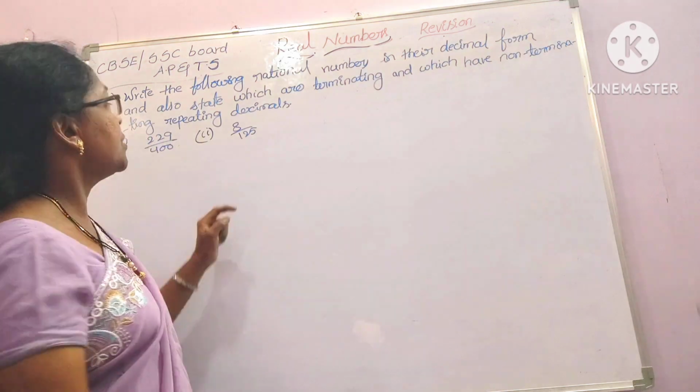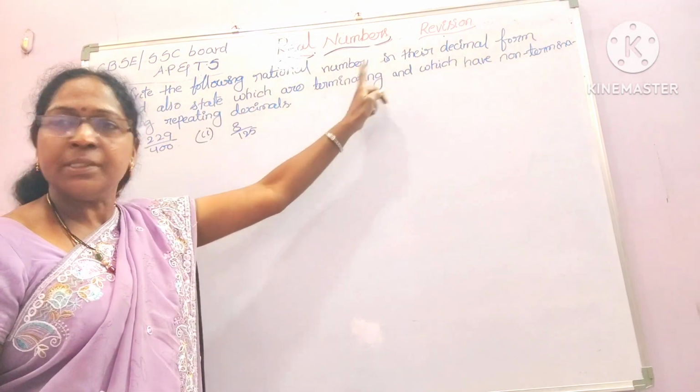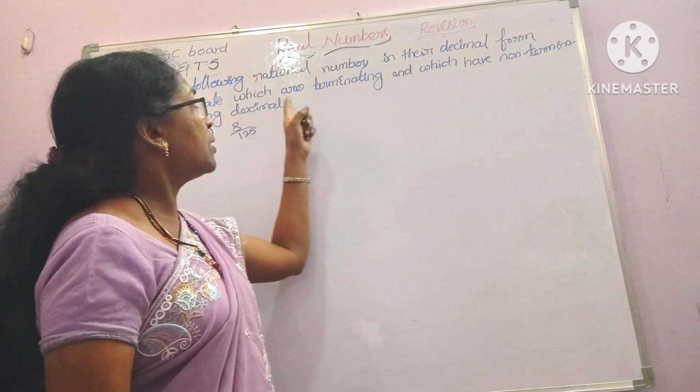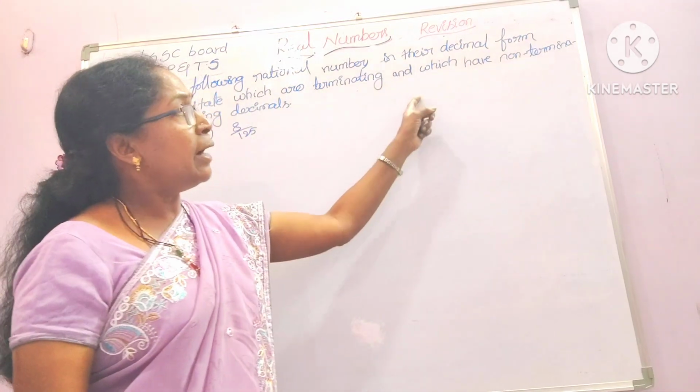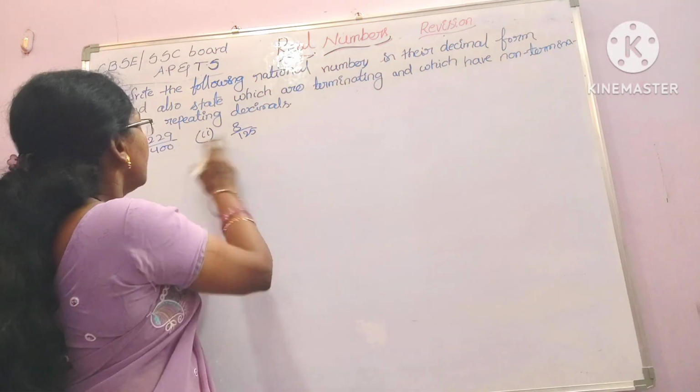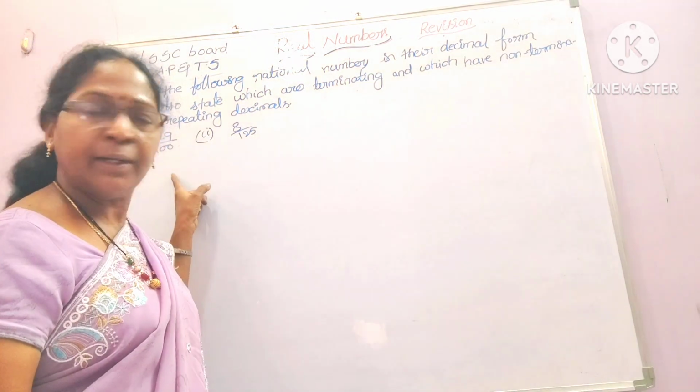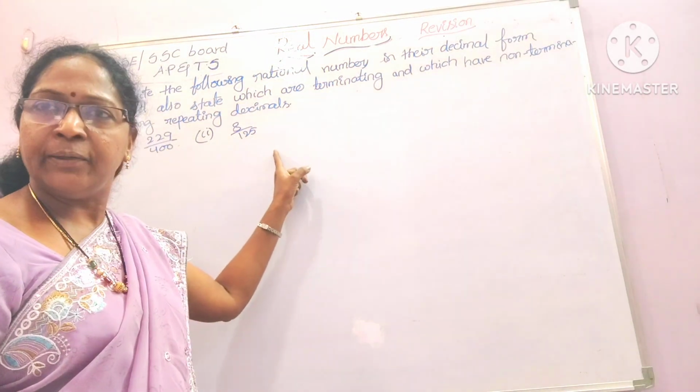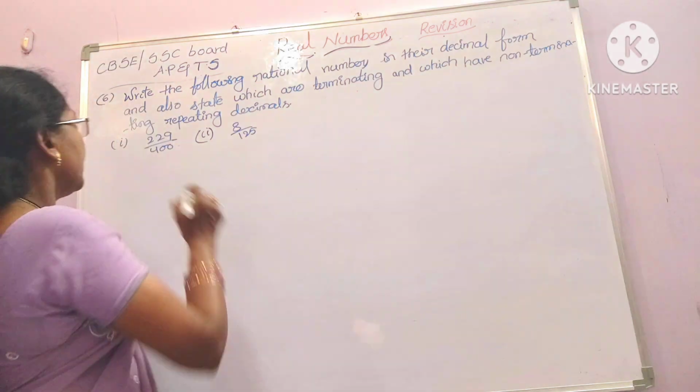Next, sixth question. Write the following rational numbers in their decimal form and also write which are terminating and which have non-terminating decimals. You have to find out. First the given numbers are 229 by 400 and second one is 8 by 225. So one by one you have to check it.